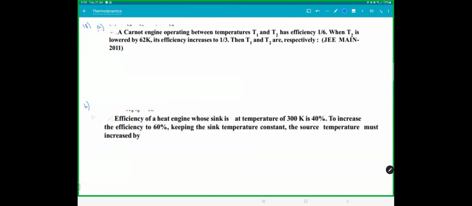Try. I'll give you 2 minutes. I'll show you. A Carnot engine is operating between temperatures T1 and T2 with efficiency 1/6. When T2 is lowered by 62 Kelvin, its efficiency increases to 1/3. This was a 2011 question. So the catch here is they didn't tell you which one is sink and which one is source.